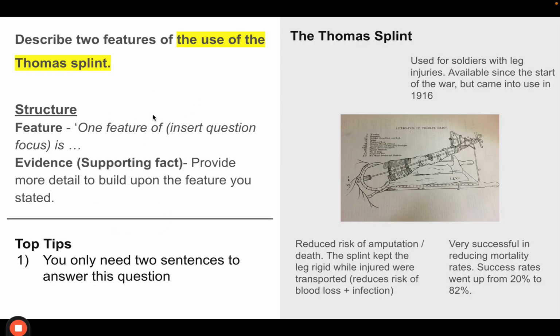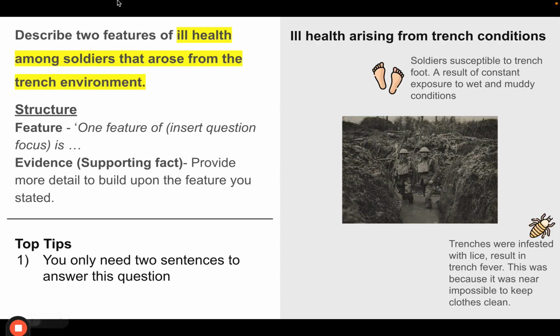Now, here is another question that you might get, that being 2 features of the use of the Thomas splint. In here, I've given a number of possible things you could talk about. Pause the video here if you want to review those. And also we have another question, which is describe 2 features of ill health among soldiers that arose from the trench environment. For this one, there are only 2 features to talk about, but nevertheless enough to get full marks. So once again, if you want to attempt this question, pause the video here.